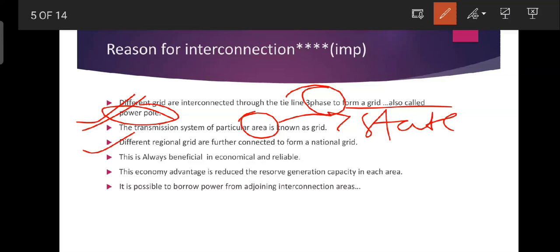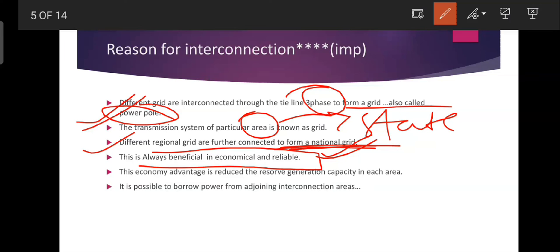Different regional grids are further connected to form a regional grid and or national grid. This is the national grid. Different state grids are connected to form the national grid, and it is beneficial. This interconnection system is economical, and it is also reliable for us.